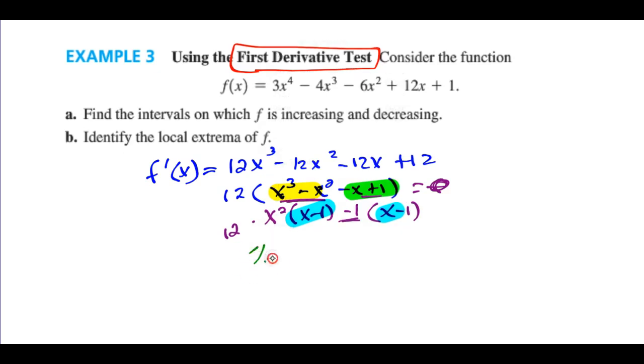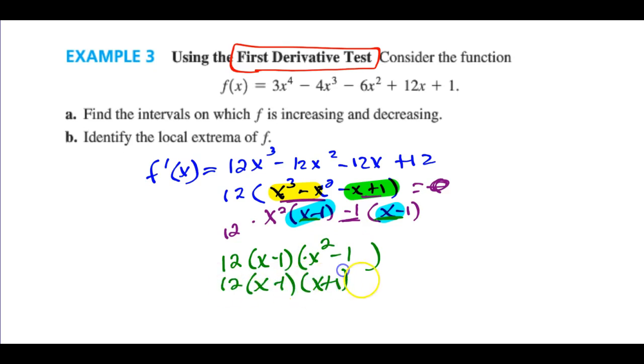Still having problems with my pen. Good grief. So I have this 12 times x minus 1. That's that blue x minus 1 that gets factored out, leaving me with x squared minus 1. So here it comes: x minus 1, x plus 1. Well, I have another x minus 1, so I could just square that. So my critical values are obviously going to be negative 1 and 1, and then you would run a test in between.